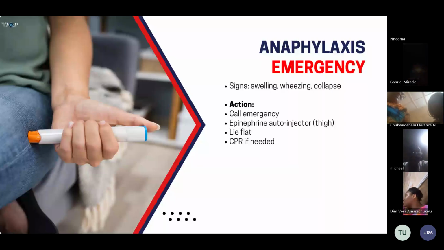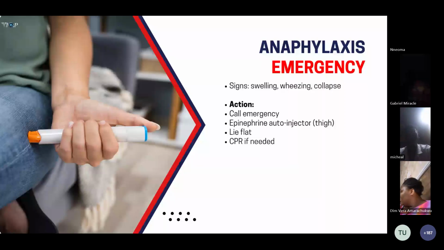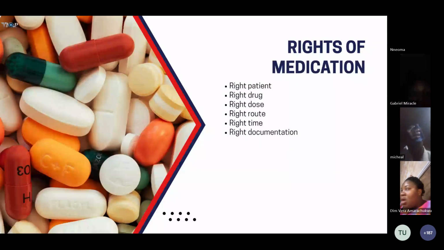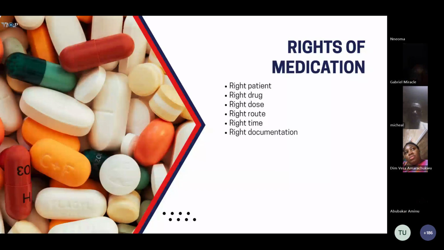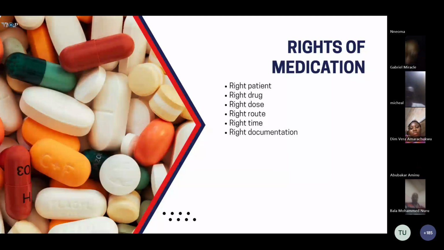And then oxygen is also intranasal. Oxygen is also something that helps the patient to recover. So it is intranasal. Now, right time, right time, right time. Each drug has a time you give it, okay.